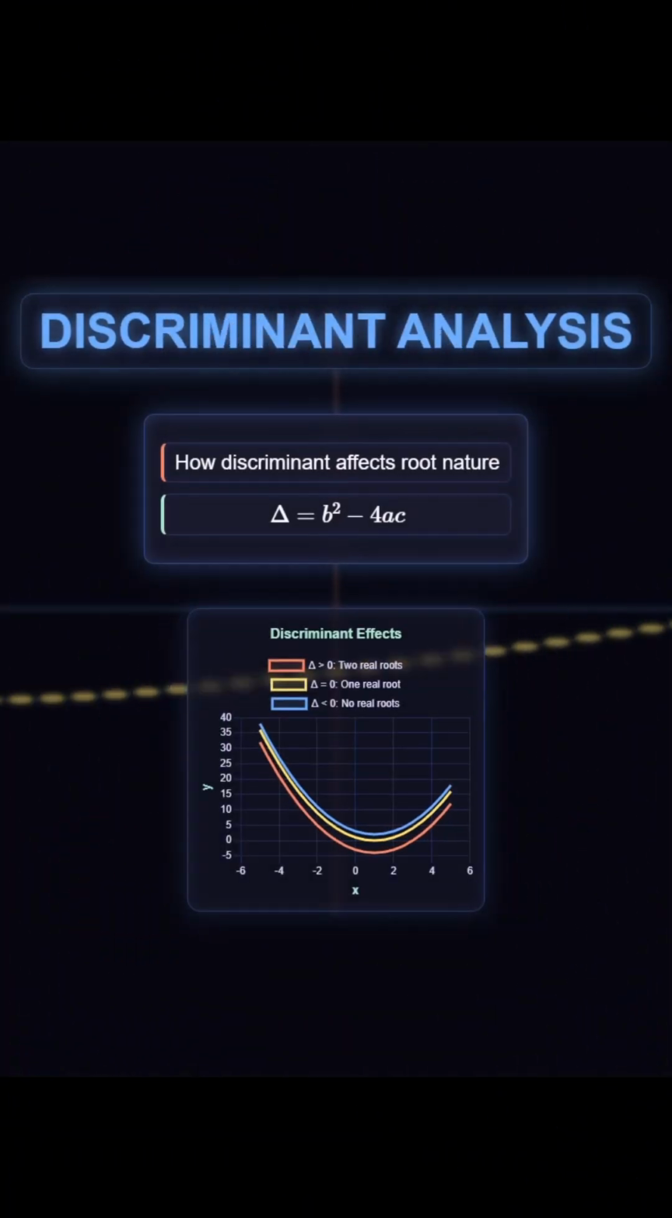The discriminant analysis shows how b squared minus 4ac affects root nature. Positive discriminants give two real roots. Zero discriminants give one repeated real root. Negative discriminants give two complex conjugate roots. This classification is crucial for understanding solutions.